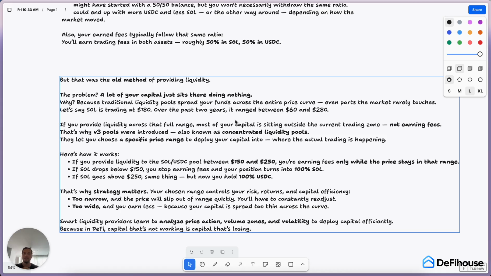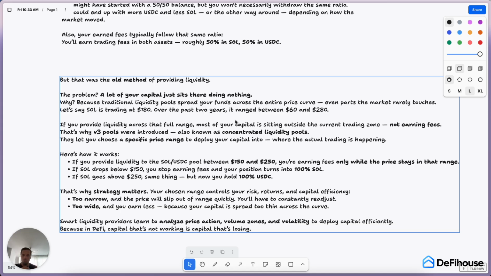not earning the fees. And this is why the version 3 pools were introduced, so to speak, and they are known as the concentrated liquidity pools. And this is the current generation of pools, and they let you generate way higher fees with way more predictability and control over your money.